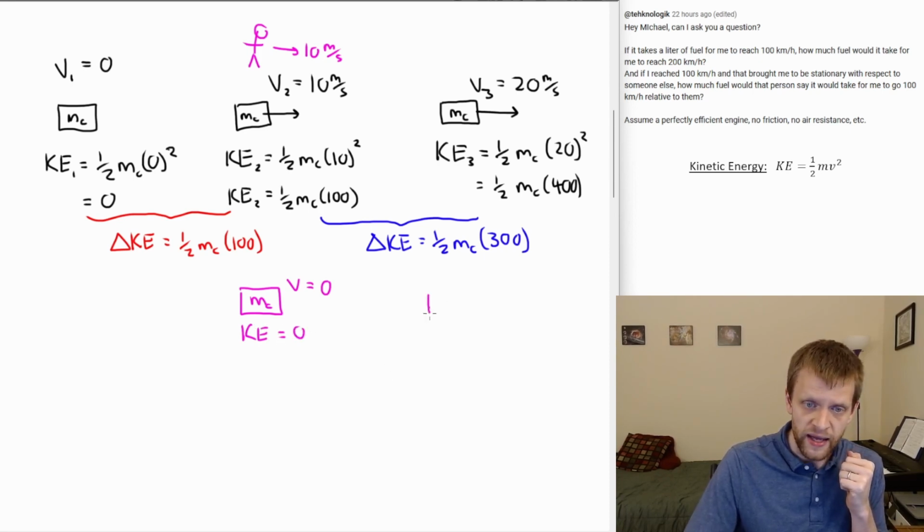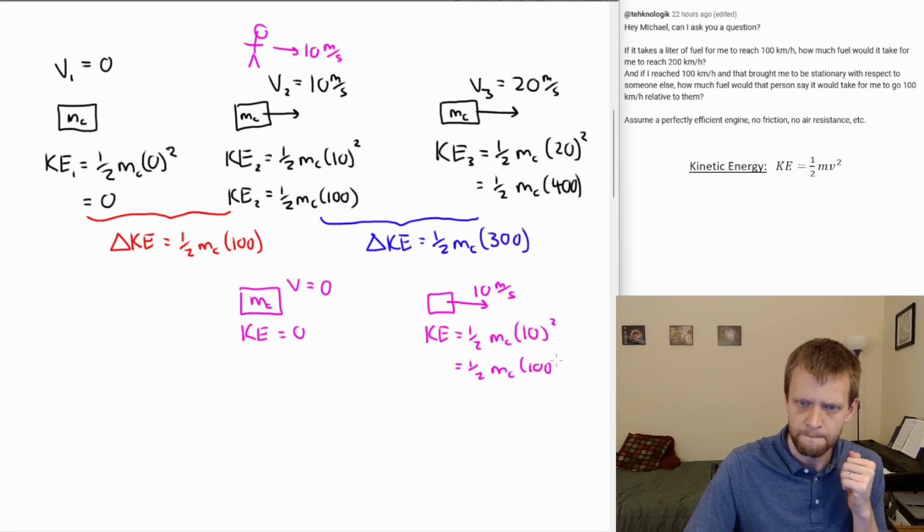And later on, when we're in this last state, the car, with respect to this person, is going to look like it's moving at 10 meters per second. So that final kinetic energy, from their perspective, is going to be 1/2 times the mass of the car times 10 squared. And when we write that out, we get 1/2 the mass of the car times 100. And for this transition, it looks like our change in energy, how much kinetic energy the car had to gain, is only 1/2 times the mass of the car times 100.